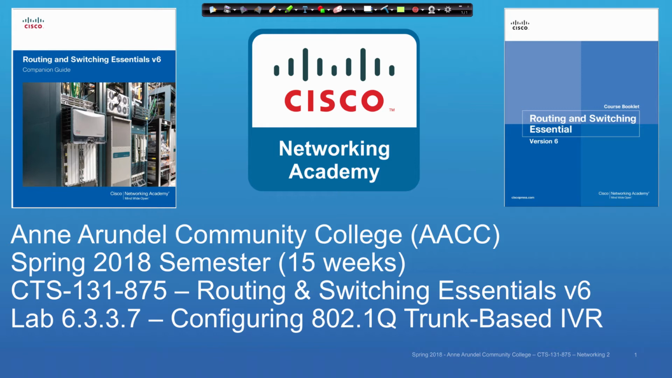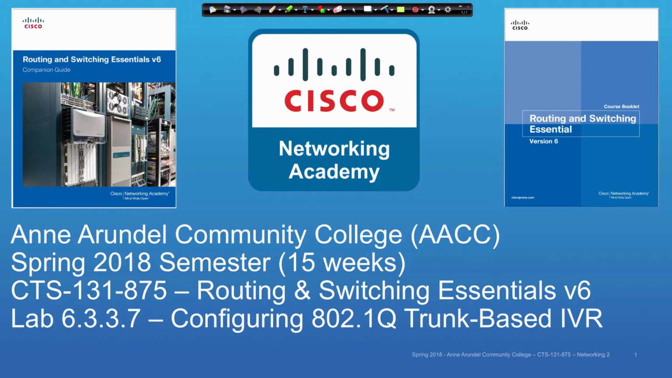This is the Cisco Networking Academy Routing and Switching Essentials version 6 course, and this lab tutorial and solution set is going to be on lab 6.3.3.7. In other words, if you were taking the class in person in a classroom setting and had a rack of equipment, this is going to be the solution set for that lab. And since we're virtual and the course is online, we're going to go ahead and configure everything in Packet Tracer.